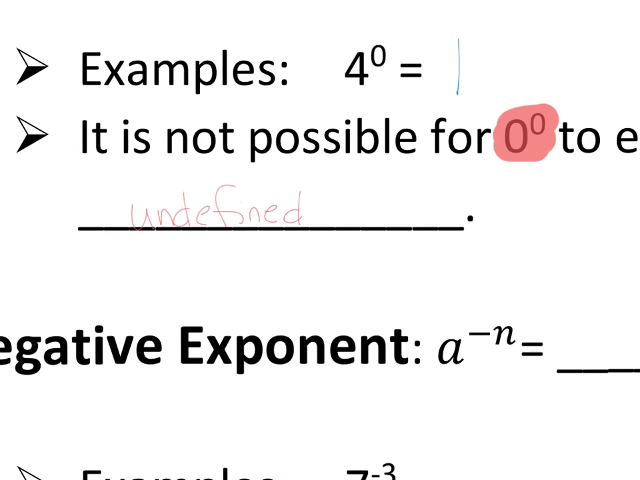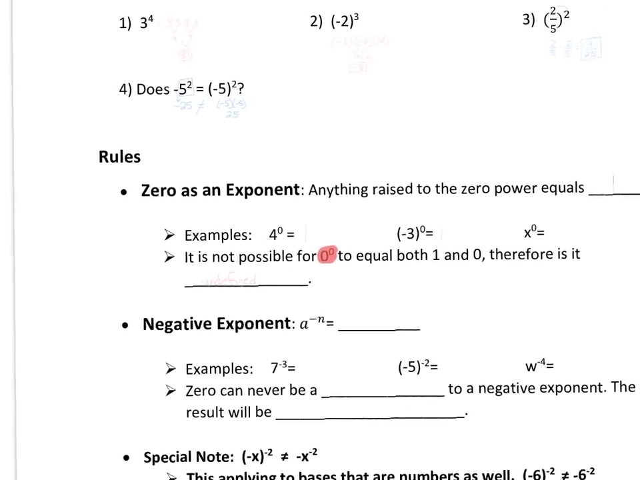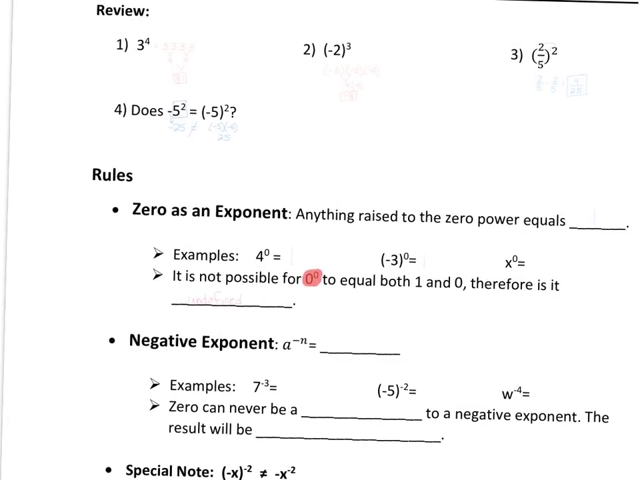All right, and then we have a negative exponent. When we reviewed up at the top, we were just talking about positive exponents and what to do. So now we're going to take a look at something like what we have when we have 7 to the negative 3rd.